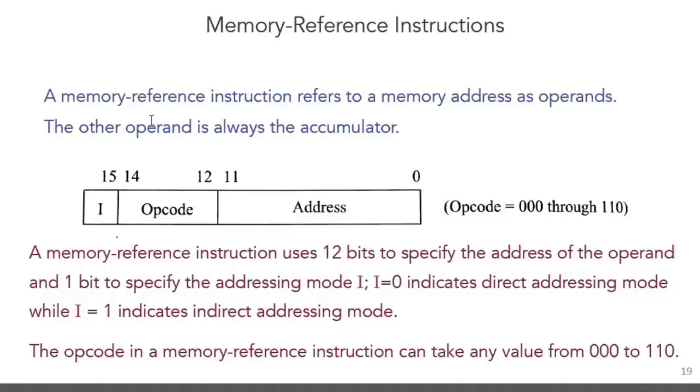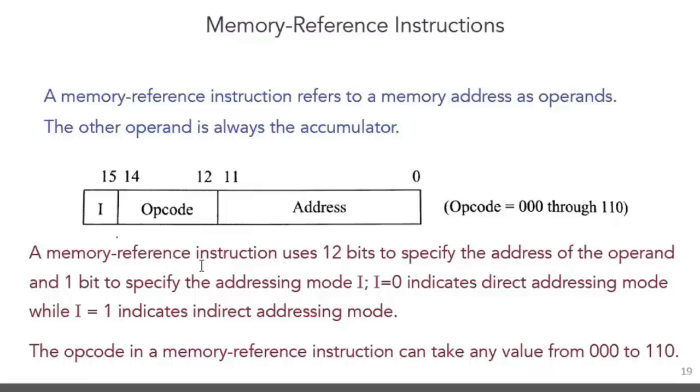So the other operand is always the accumulator. That means the second operand will be taken from the accumulator. That is also called a processor register. So here its opcode is from 000 to 110. I have already told you.